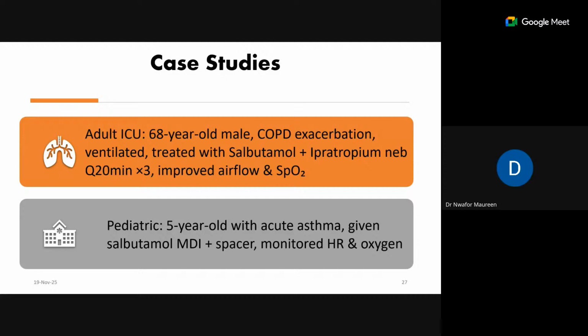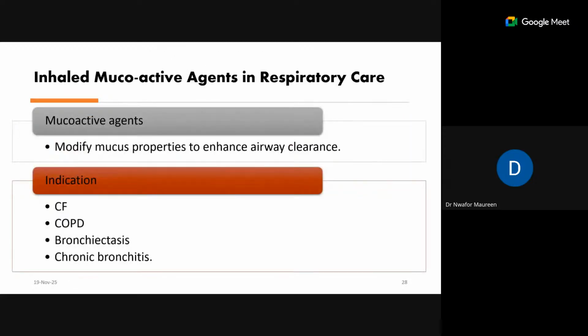Okay. Then the pediatric patient is a 5-year-old with acute asthma. He was given salbutamol using an MDI and spacer. The heart rate was monitored and the patient became better. So you can see what was given to this pediatric patient was not what was given to the adult patient. So the patient scenario differs; the age and how acute the exacerbation of the respiratory disorder is will determine the intervention that should be given to such patients.